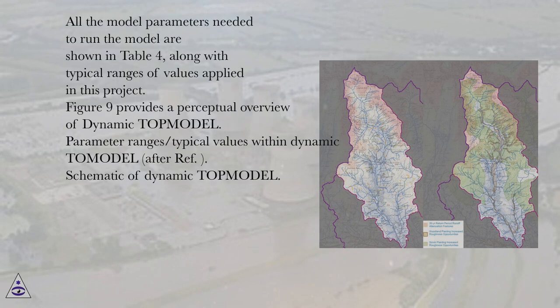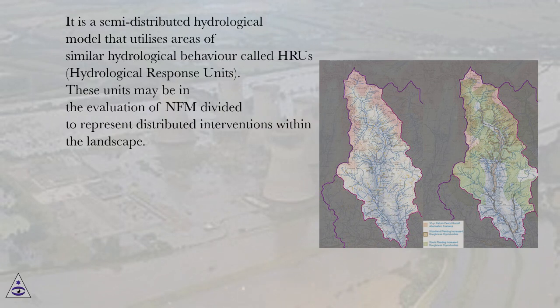All the model parameters needed to run the model are shown in Table 4, along with typical ranges of values applied in this project. Figure 9 provides a perceptual overview of Dynamic TOPMODEL. Parameter ranges and typical values within Dynamic TOPMODEL, after ref. Schematic of Dynamic TOPMODEL. It is a semi-distributed hydrological model that utilizes areas of similar hydrological behavior called HRUs, hydrological response units. These units may, in the evaluation of NFM, be divided to represent distributed interventions within the landscape.